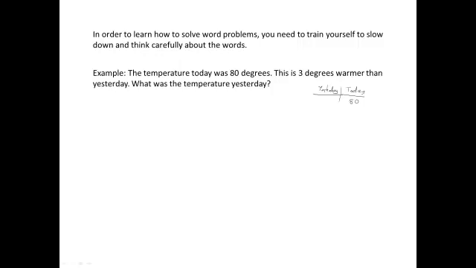And so we need to figure out how we get from today's temperature to yesterday's temperature, knowing that today was warmer than yesterday. Well, if today was warmer than yesterday, then yesterday the temperature was smaller, and so we'd have to subtract 3. 80 minus 3 is 77. The temperature was 77 degrees.